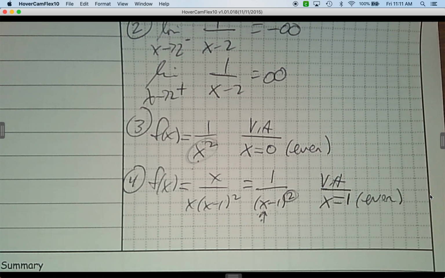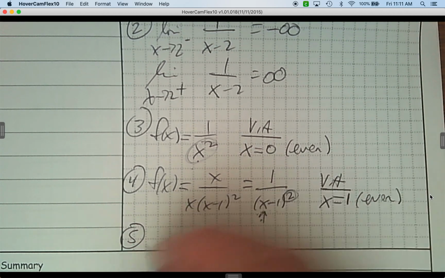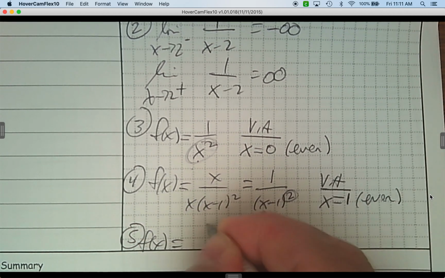Again, that means on either side of the vertical asymptote, they both go up or they both go down if it's even. If it's an odd asymptote, on one side it goes up and on the other side it goes down forever. Number 5. Here's an example where I need to factor.